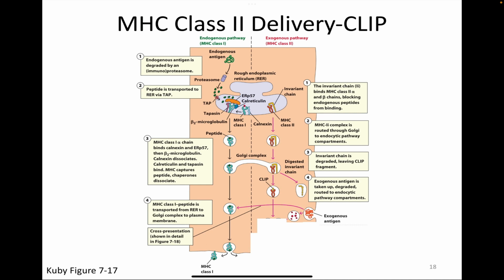This protein is known, in the case of human, as HLA-DM. In the case of mice, it's H2M. So it is encoded in the MHC region. People were sort of confused about what it was for a while, but it's like a helper for the class 2 process.